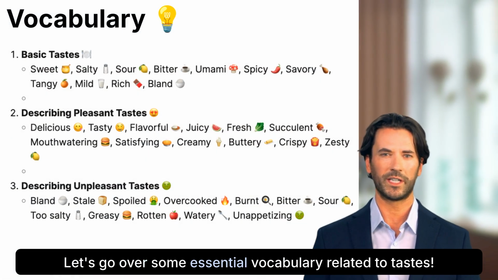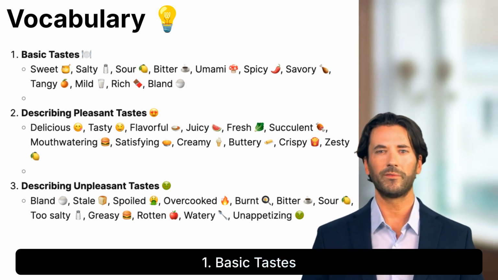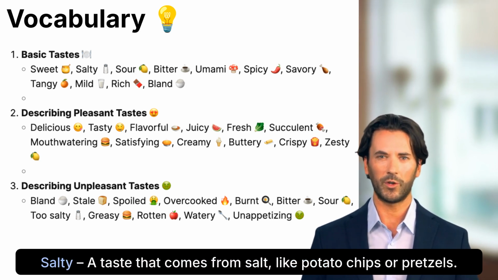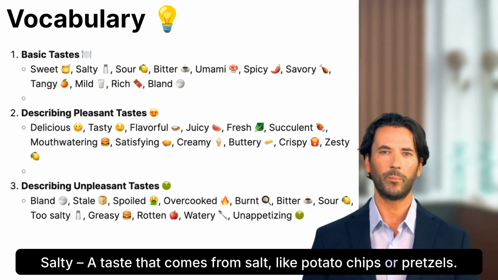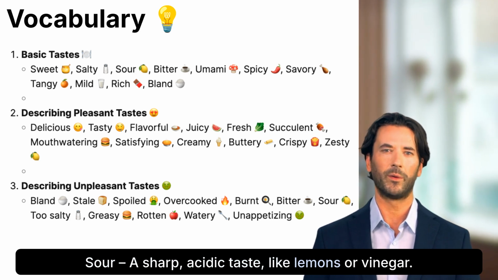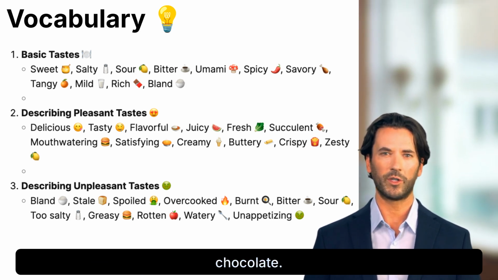Let's go over some essential vocabulary related to tastes. 1. Basic tastes. Sweet, a sugary taste, like chocolate or honey. Salty, a taste that comes from salt, like potato chips or pretzels. Sour, a sharp acidic taste, like lemons or vinegar. Bitter, a strong, sometimes unpleasant taste, like coffee or dark chocolate.